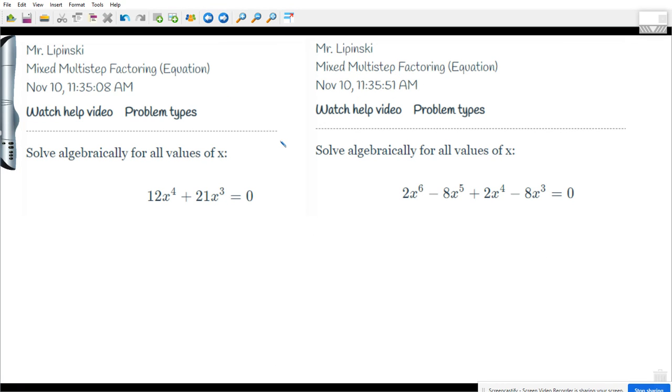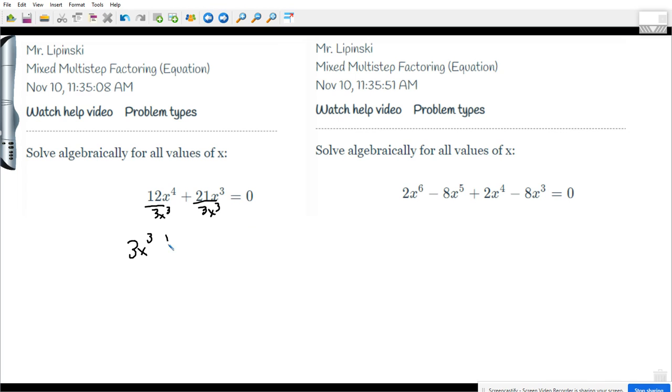Okay, so the last thing in this section is some multi-step factoring where we kind of combine everything that we've done. So the first thing I want to look for is a GCF. In this problem here, you see the GCF is a 3x to the third. So what I'm doing is I'm dividing each of these by 3x to the third. Again, make sure these are set equal to 0 and then solve them.